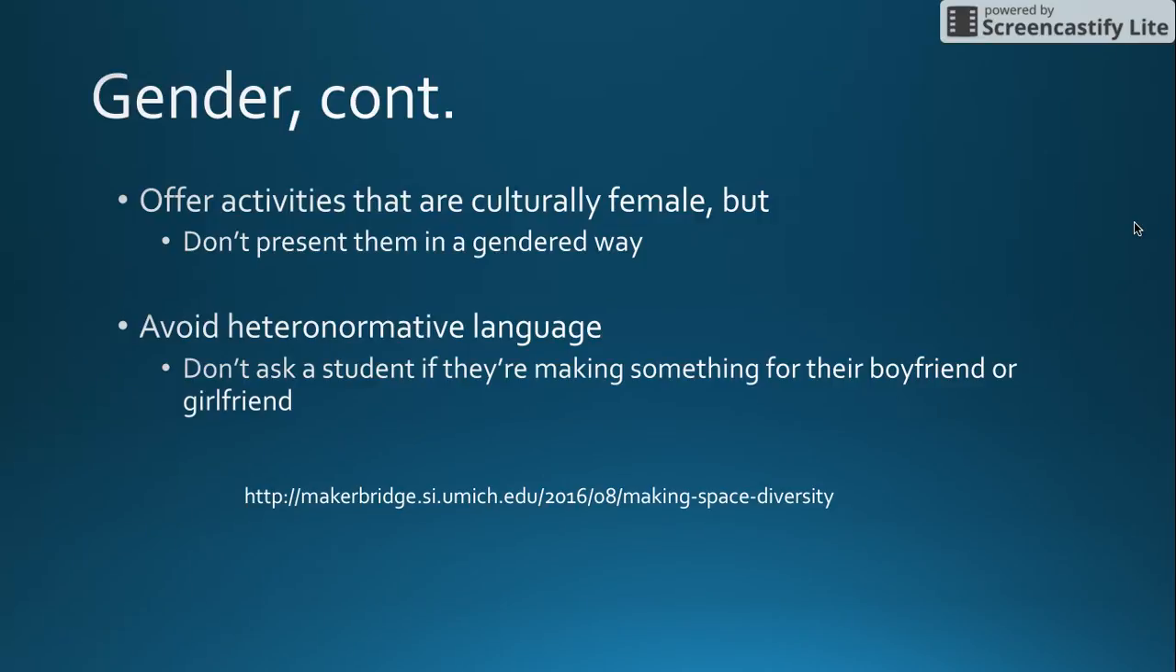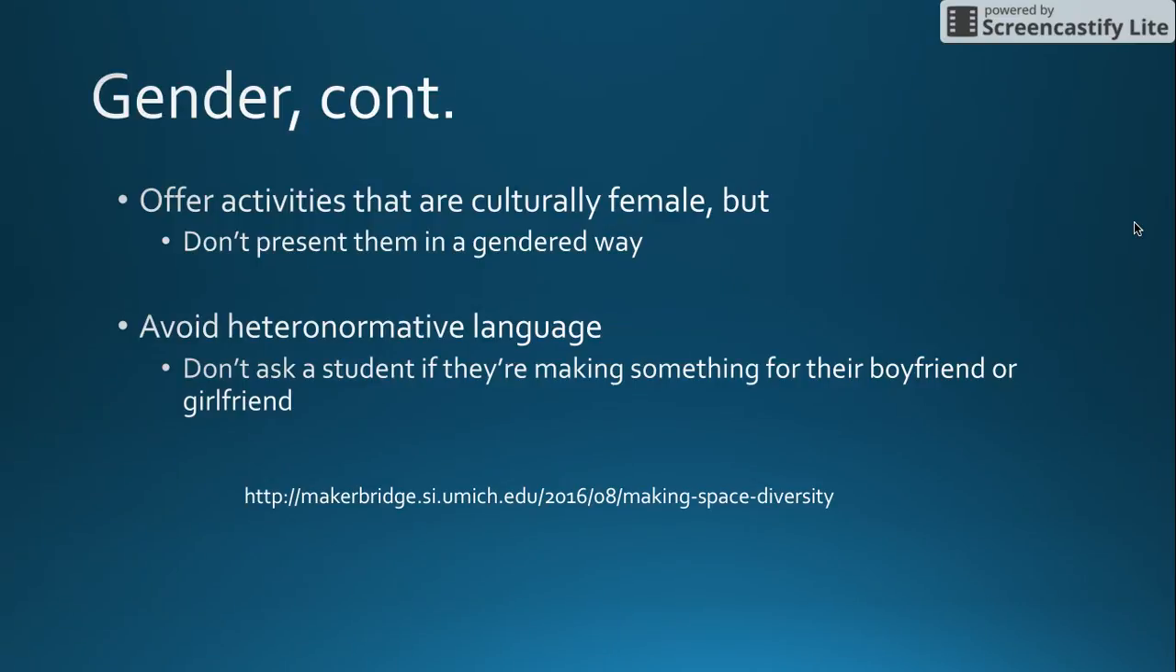The second part of gender is to try to offer activities that are culturally female, but do not present them in a gendered way. Don't refer to them in a gendered way. Of course, you can get in lots of trouble doing this, and it's just simply not a best practice. Invite everyone to attend these types of events.